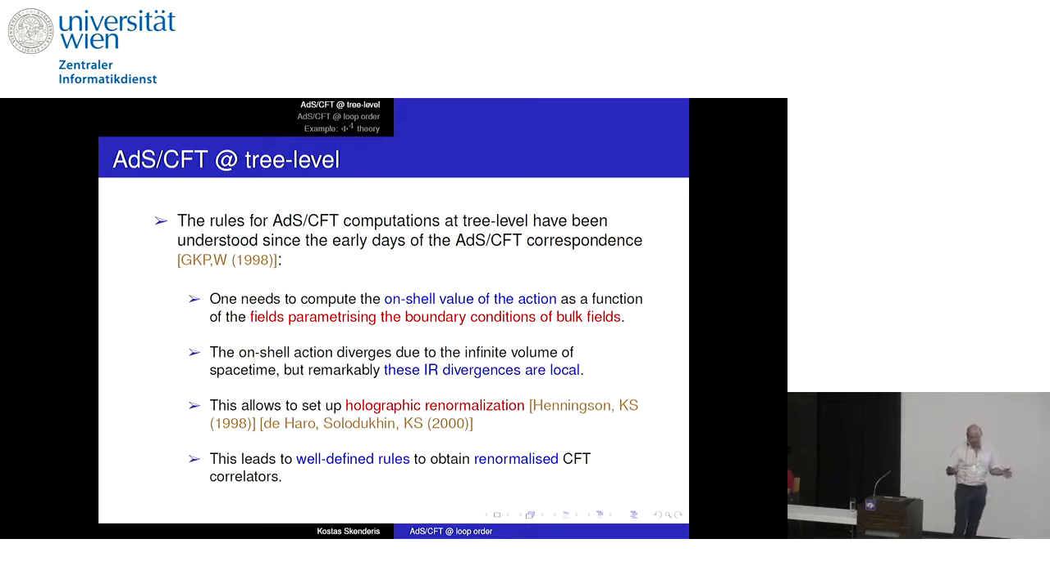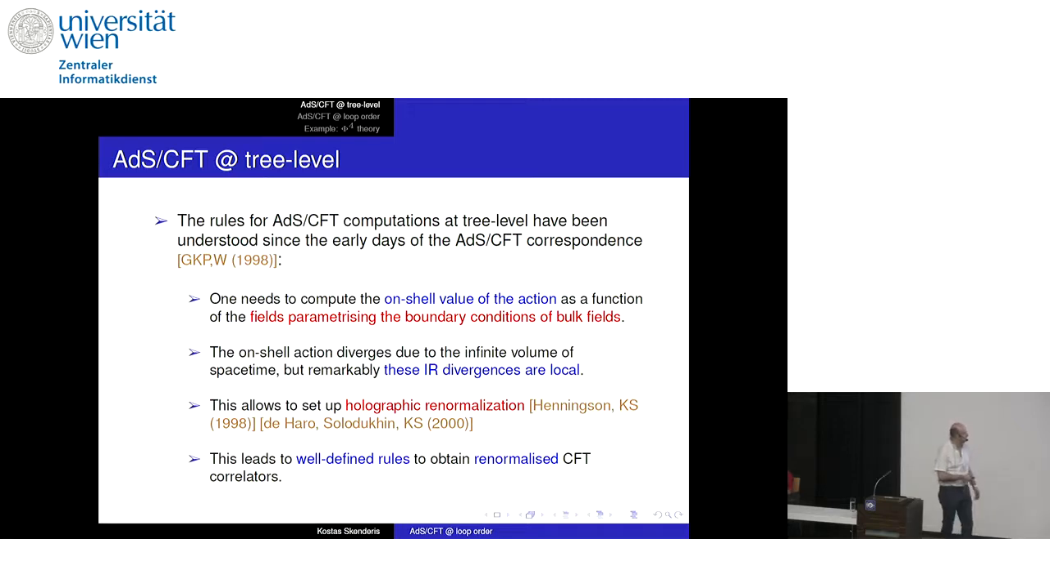Now, of course that works, but that almost immediately raises an additional issue, namely the on-shell value of the action diverges, essentially from the infinite volume of spacetime. But quite remarkably, it turned out shortly afterwards that these infrared divergences are all local. And therefore, one can use the technology that we know from standard quantum field theory in order to set up an analog of renormalization, which was coined holographic renormalization. And once you do that, then the rest is basically following your nose.